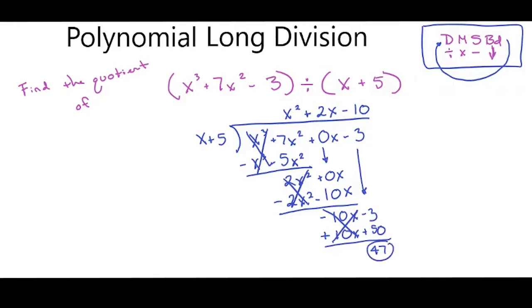So our remainder of 47 gets brought up top. It's positive 47, so I'll do plus 47, but it's a remainder, so it's a fraction. And the denominator of that fraction will be the x plus 5. So our final answer is x squared plus 2x minus 10 plus 47 over x plus 5.